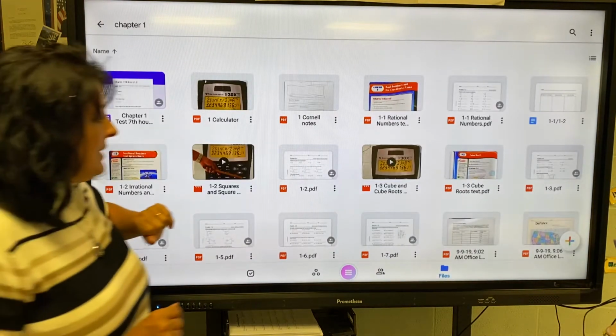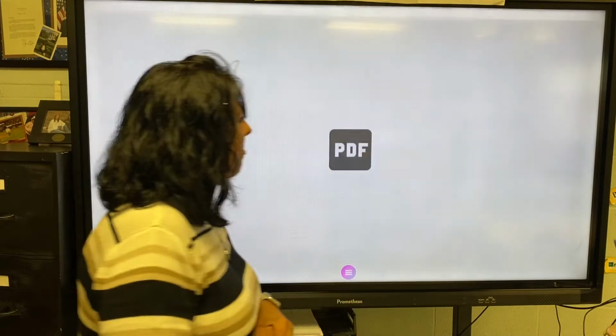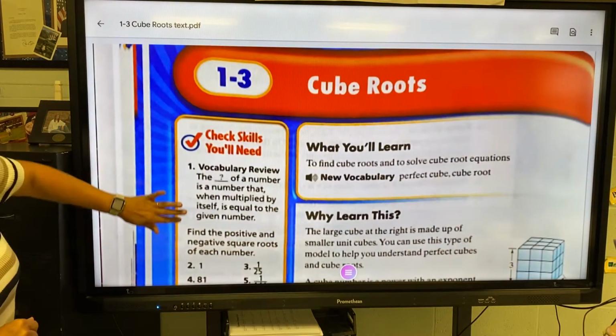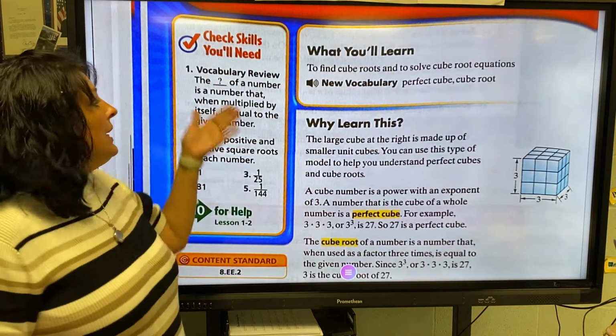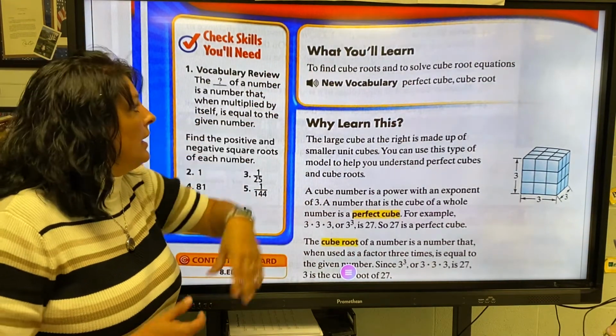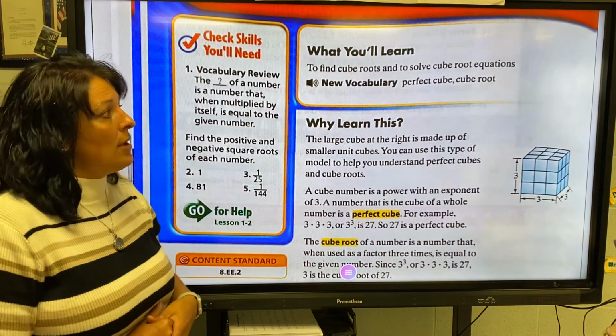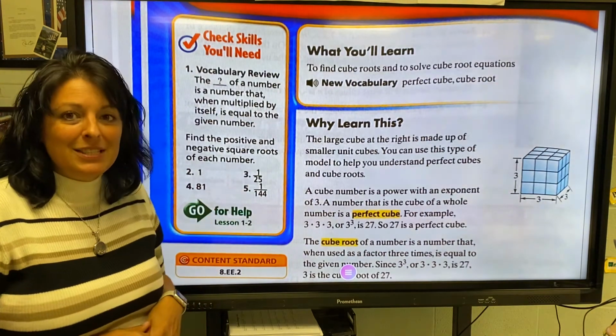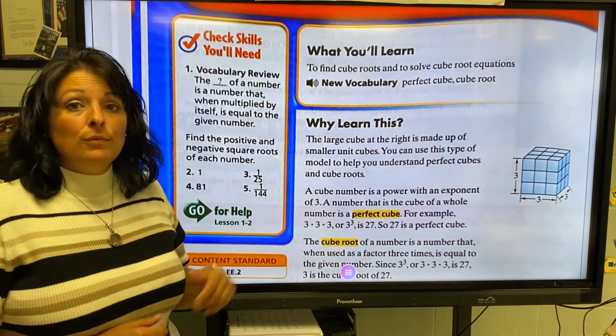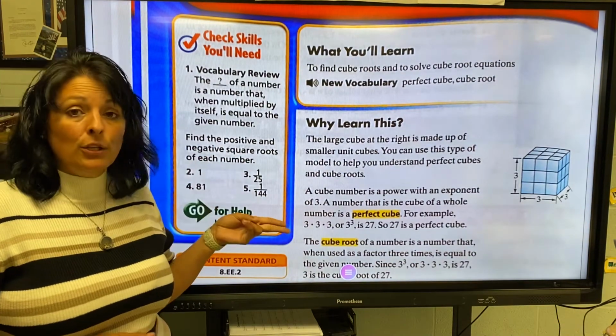Looking at our lesson today, your essential question is, can I find the cube roots to solve cube root equations? And hopefully by the end of today you can say yes. You have two vocab words, perfect cube and cube root.